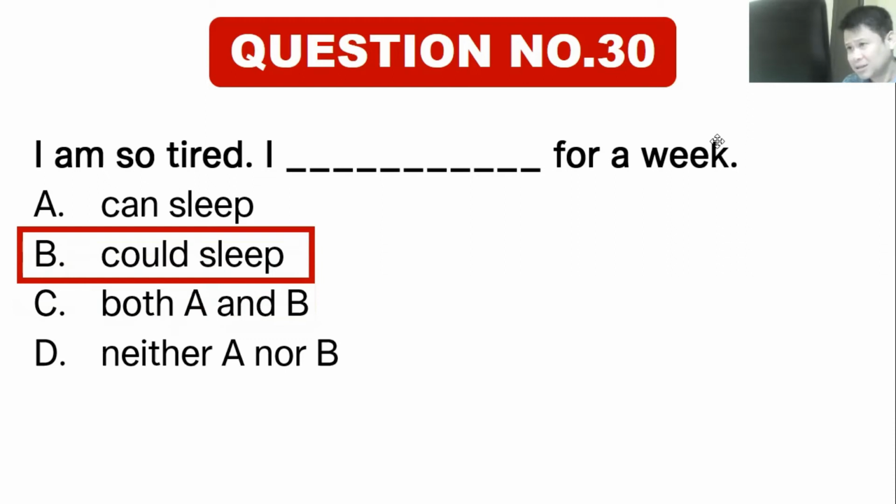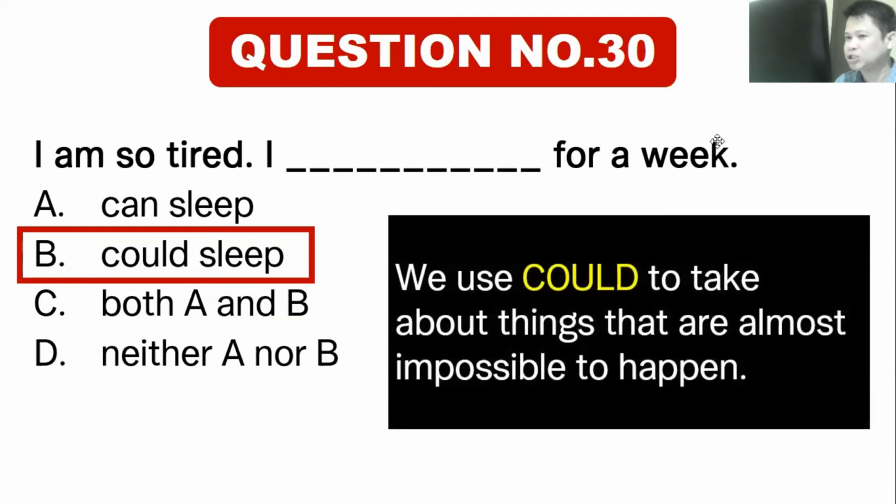Why could and why not can? Why is can sleep wrong? Could, well, I could sleep for a week. We use could to talk about things that are almost impossible to happen. Do you think you could sleep for a week, right? So we use this only for effect, right? We use could to talk about things that are almost impossible to happen.